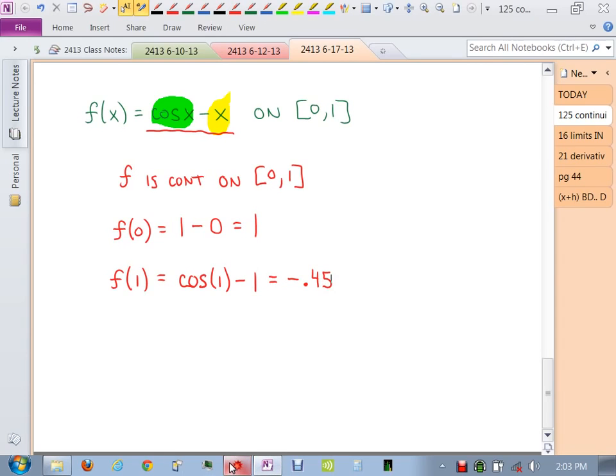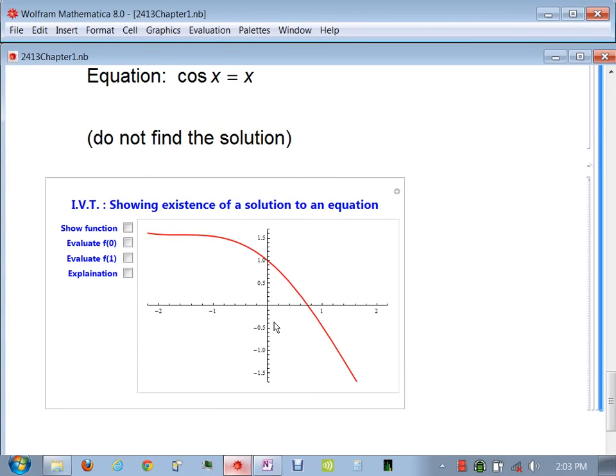So look at what this is saying. This is the fundamental part of this. Let me bring this picture back up. We're looking at the interval 0 to 1, right? We evaluated at 0 and got 1, right? We evaluated at 1 and got negative 0.46 or 0.45. And this is a continuous function, which means I have to be able to draw it without picking up my pencil. Why can you guarantee me an x-intercept now?